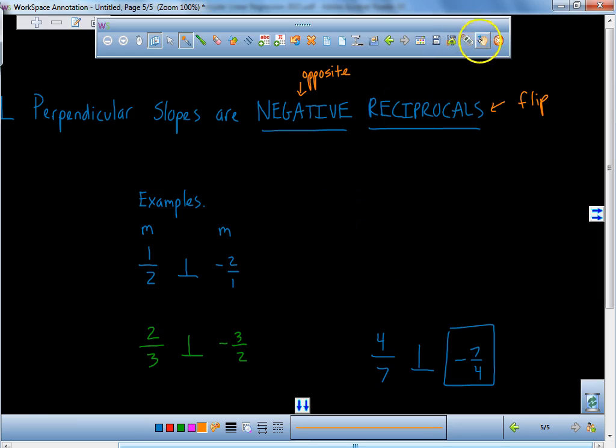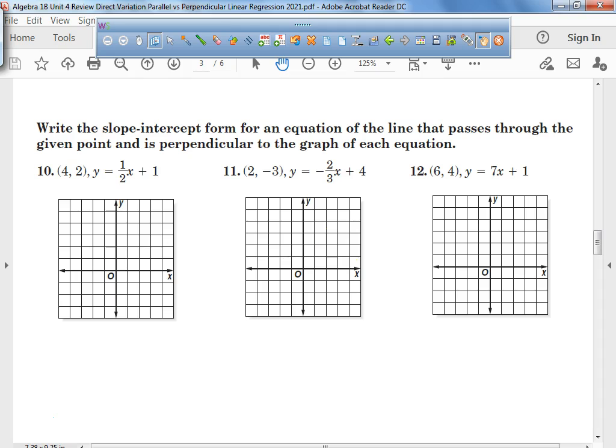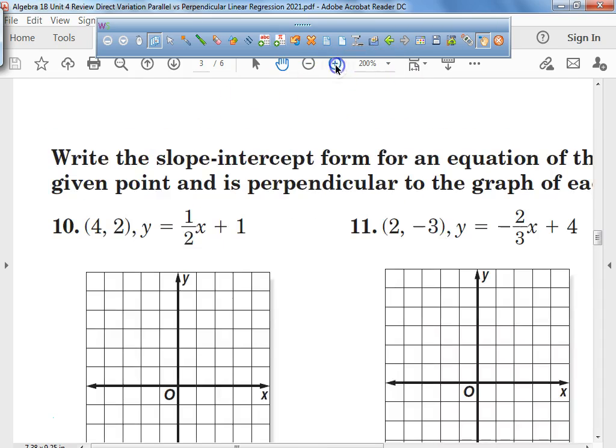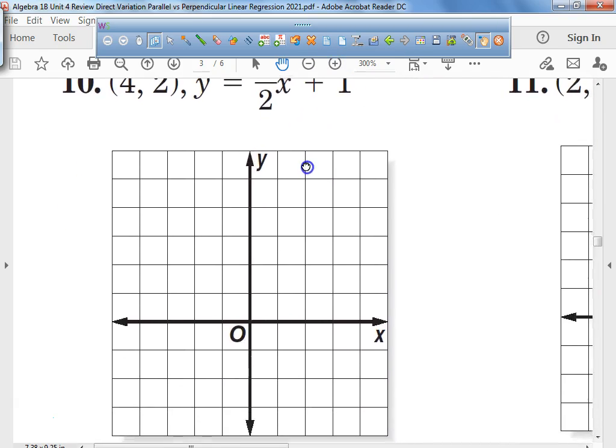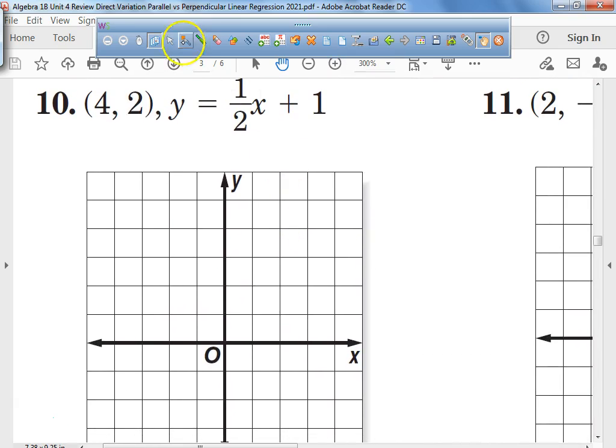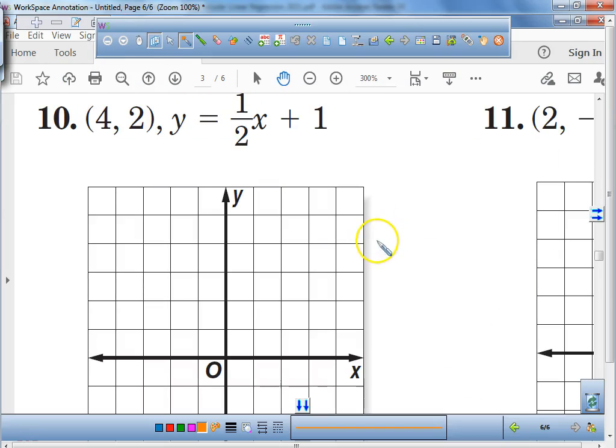So that's what we're going to be working on today, right now. Flipping opposites. So zoom in, guys. Zoom in. Right here. I want you guys right now, on your papers, not in your journal, on your paper, I need you guys to plot the point 4, 2, right there.